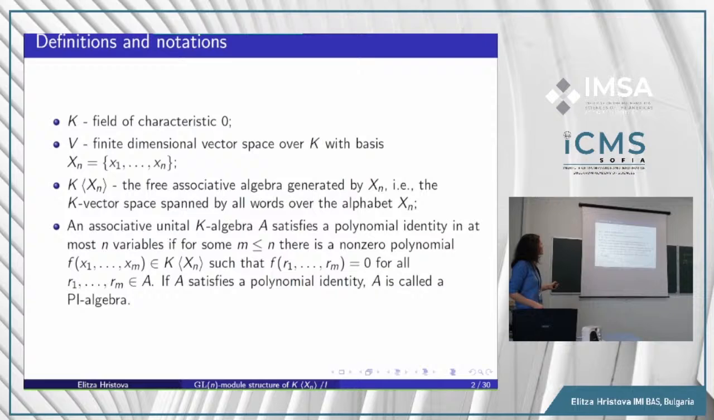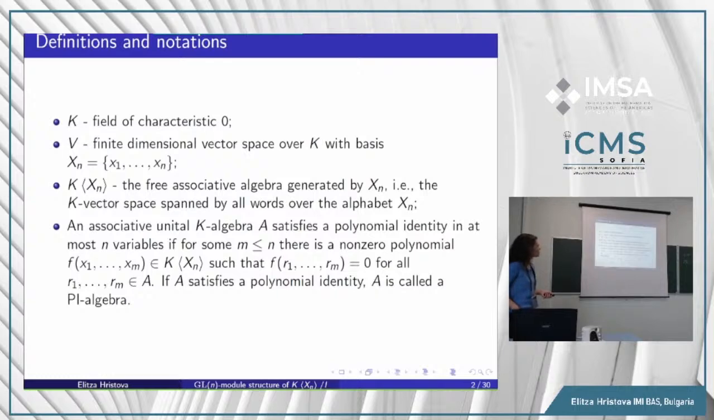So we work over a field of characteristic 0, and we fix V to be a finite dimensional vector space over our field K with a fixed basis x_1, ..., x_n. And by K⟨x_1, ..., x_n⟩ we'll denote the free associative algebra generated by this set, which means all non-commutative polynomials in these variables. So the vector space spanned by all non-commutative monomials in these variables. And another way to look at this object is as the tensor algebra of the vector space V.